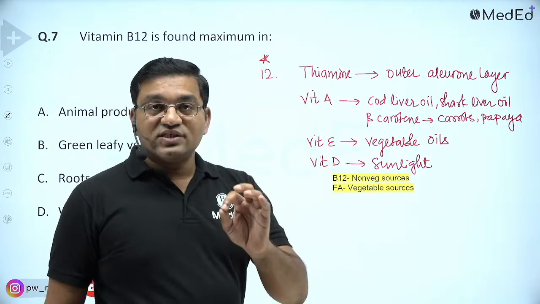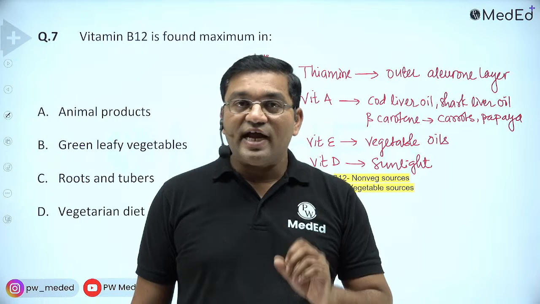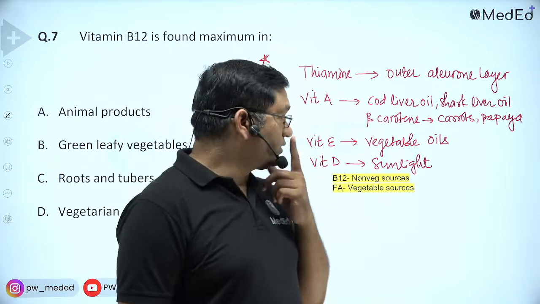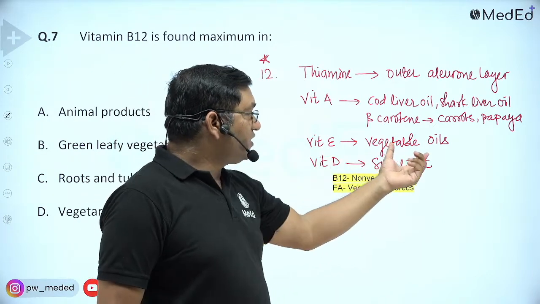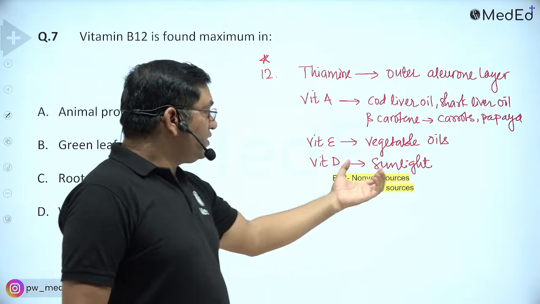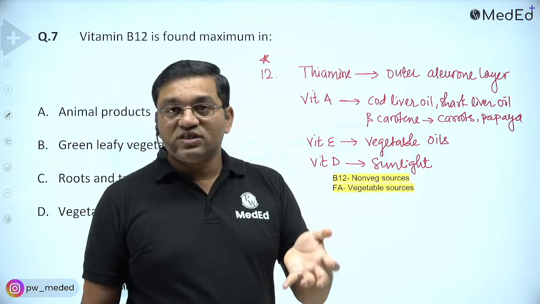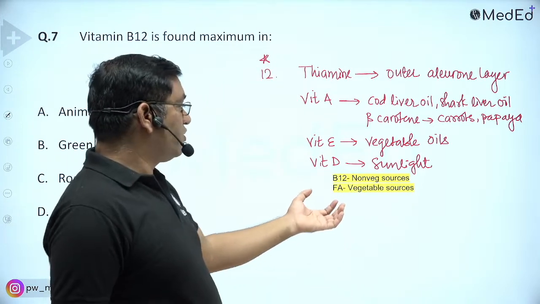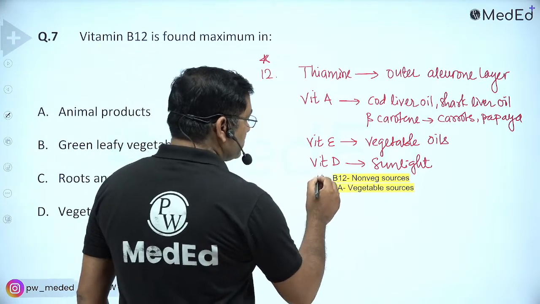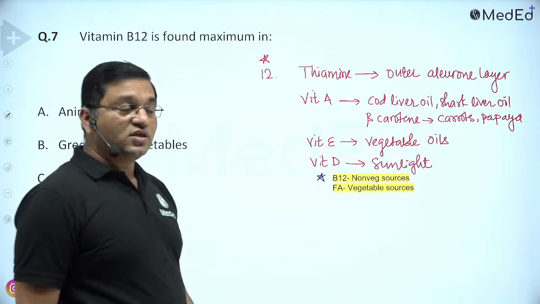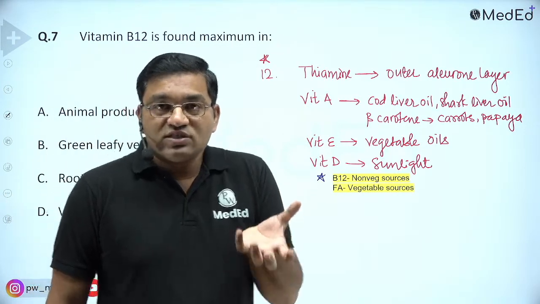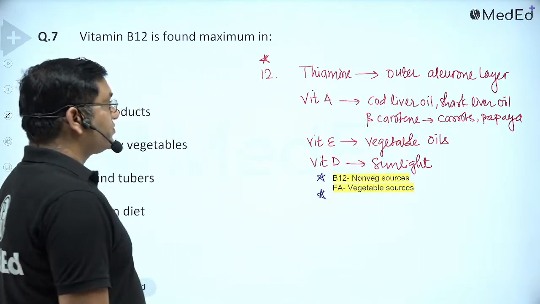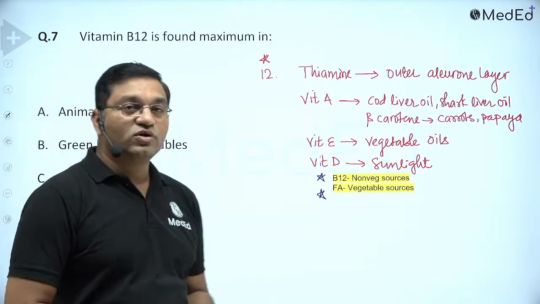Vitamin A is present in cod liver oil, shark liver oil, and beta carotene is present in orange color fruits, that is carrot, papaya, mango, etc. Vitamin E is present in the vegetable oils. For vitamin D, it is sunlight which causes the conversion of 7-dehydrocholesterol into cholecalciferol. Vitamin B12 is present in the non-vegetarian sources, while folic acid, foliage means leaves, is present in the vegetable sources. So these are the dietary sources of these important vitamins.